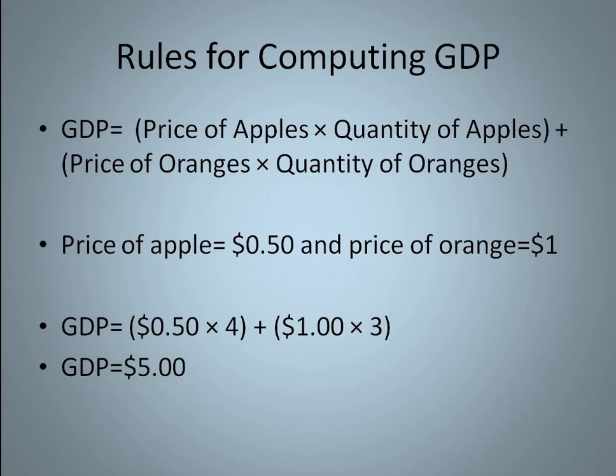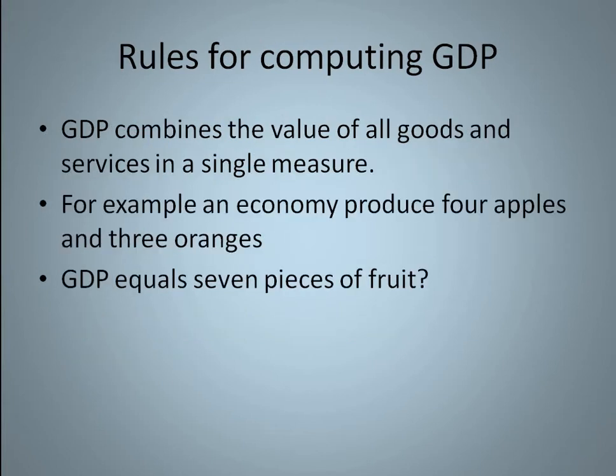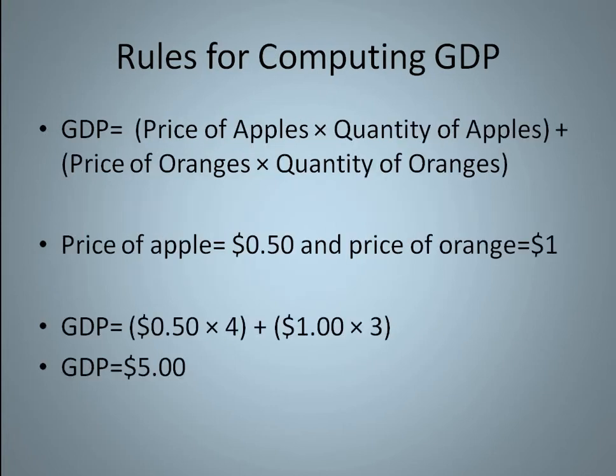But this makes sense only if we think apples and oranges have equal value. If oranges and apples have equal value, then we can calculate GDP by simply adding the oranges and apples. If the values of oranges and apples are different, then how can we calculate the GDP?